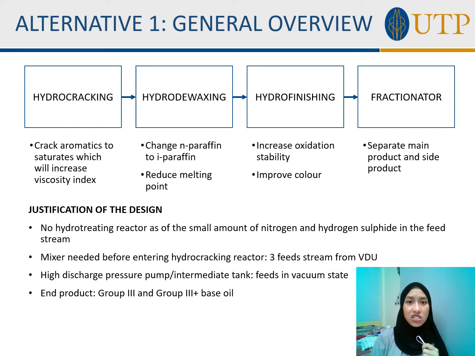The justification for this design is that there is no hydrotreating reactor because of the small amounts of nitrogen and hydrogen sulfides in the feed stream. We also need a mixer before entering the hydrocracking reactor because we have 3 feed streams from the vacuum distillation unit, and we also need a high discharge pressure pump or intermediate tank as our feed is in a vacuum state. And we choose this alternative because we will surely get end products of group 3 and group 3 plus base oil.